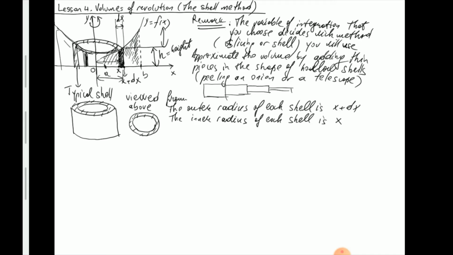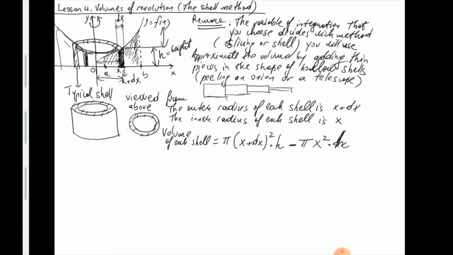Then the volume of the shell is basically the difference between the volumes of two cylinders. So the volume of each shell is going to be the volume of the big cylinder, which is the area of the base, pi times the radius of the base, x plus dx, squared, times the height, minus the hollow part, which is again in the shape of a cylinder of radius x, so pi x squared times h, the height.